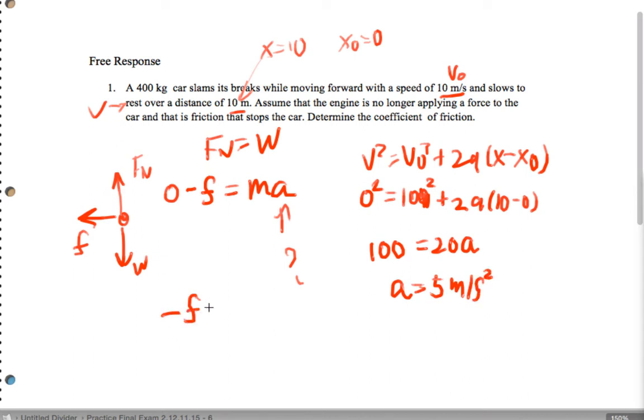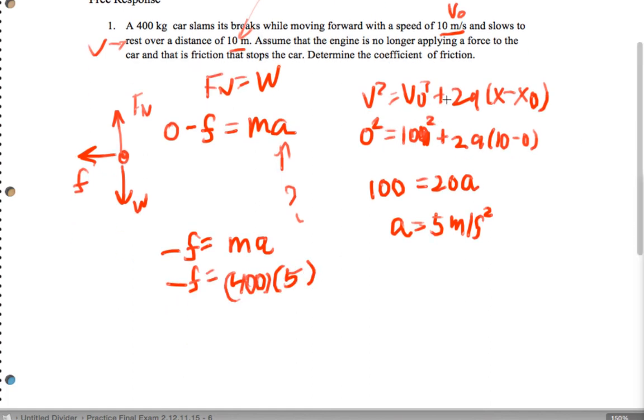So we know the friction force is going to end up being m times a, and that's negative friction equals m, which is 400, times a, which is 5. And I just realized I think I had the sign on this wrong. This should actually be negative 5 meters per second squared, so it's negative 5 there. When we solve this, we're actually going to end up getting that the friction is a 2,000 Newton force.